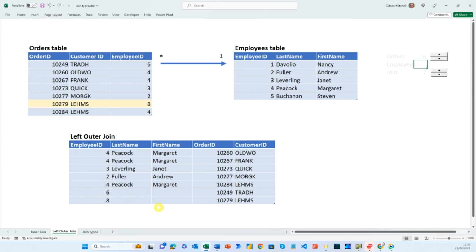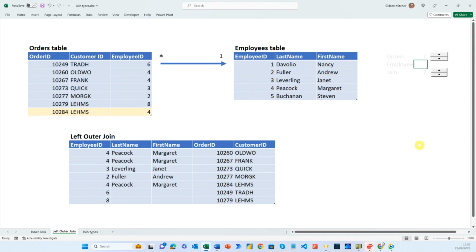So again, that gives us an extra partial record in our left outer join table. We can't fill in the last name and first name because we don't have anything matching on the right hand side, but we can fill in the order ID and the customer ID. Finally, go down to the last record on the left, and we've already got that from the inner join records. So that then is the left outer join of those two tables.